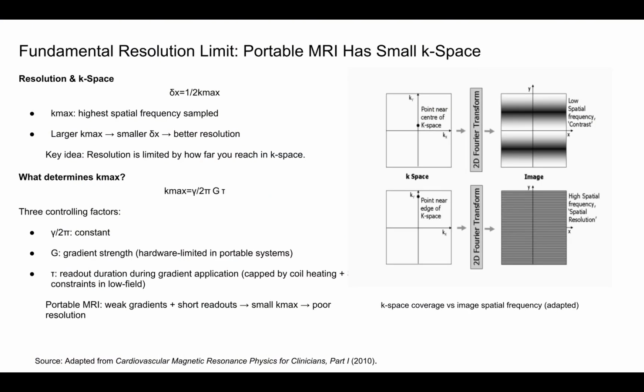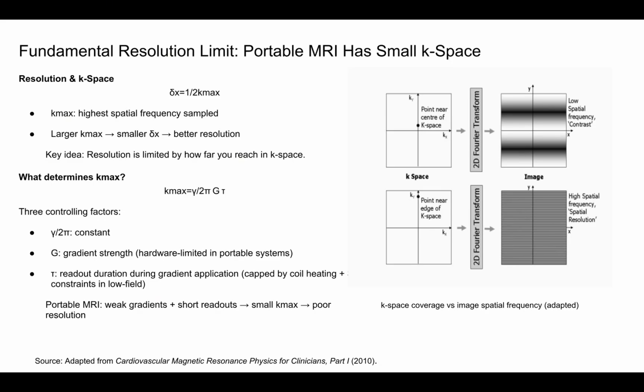In MRI, spatial resolution is controlled by how far we can reach in k-space, which represents the spatial frequencies of the object we're imaging. The key equation here is that the voxel size delta x is equal to 1 divided by 2 times the maximum k-space value we sample. So if we can reach a larger k-max, we can get smaller voxels and better resolution.